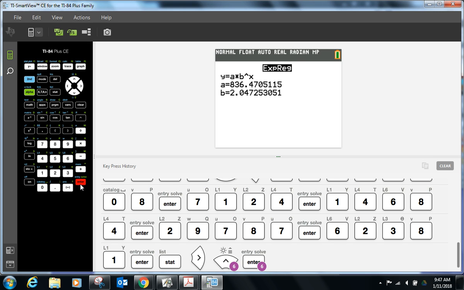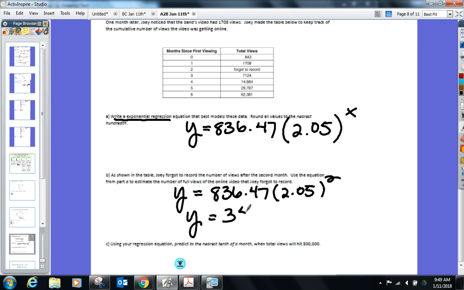So y equals 836.47 times 2.05 to the second. And that's just the calculate. Plug it in the calculator. It looks like all the views are rounded to the nearest whole number here. How many views? About 3,515.